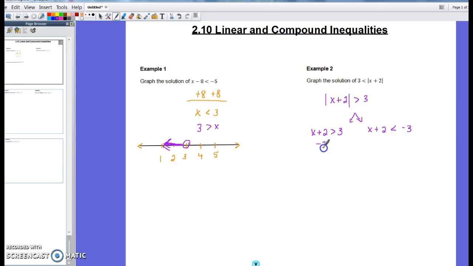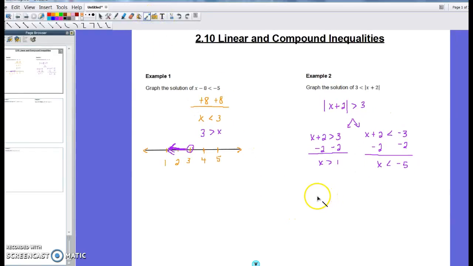So over here, I'm just going to subtract 2 from both sides, and I'm left with x is greater than 1. Over here, I'm going to subtract 2 from both sides as well, and here I'm left with x is less than negative 5. So here I have 2 different solutions to the same problem. So I want to make sure that I capture both of those on my number line.